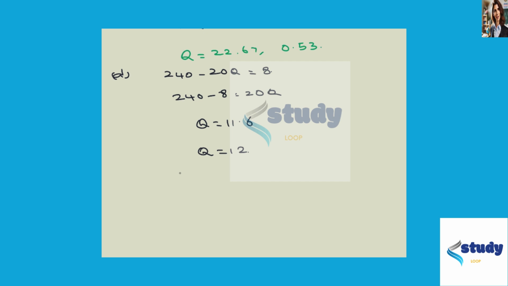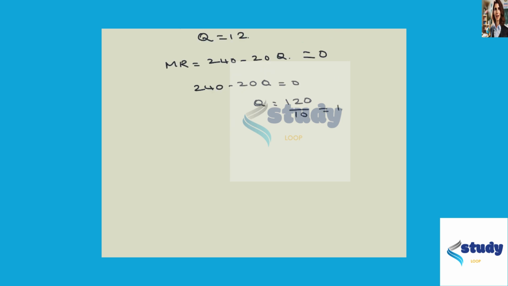For the maximum revenue, we need to differentiate the total revenue equation with respect to Q, then set it equal to 0 and find the value of Q. At this value of Q, we get the maximum revenue. So, first MR is equal to 240 minus 20Q, which is equal to 0. When we differentiate the total revenue, we obtain the marginal revenue. So, marginal revenue is equal to 0. So, 240 minus 20Q is equal to 0. So, Q is equal to 240 by 20, that is equal to 120 by 10, which is equal to 12.